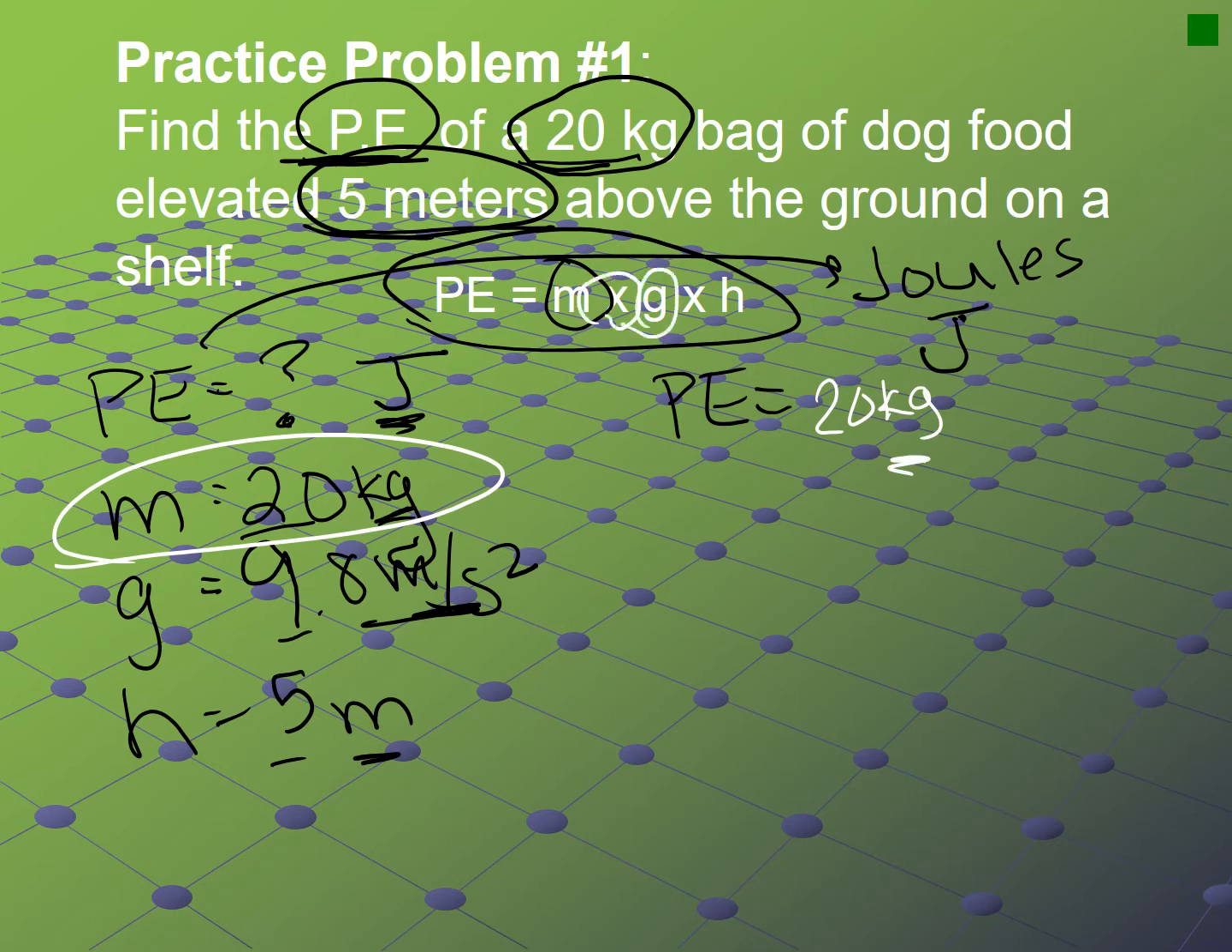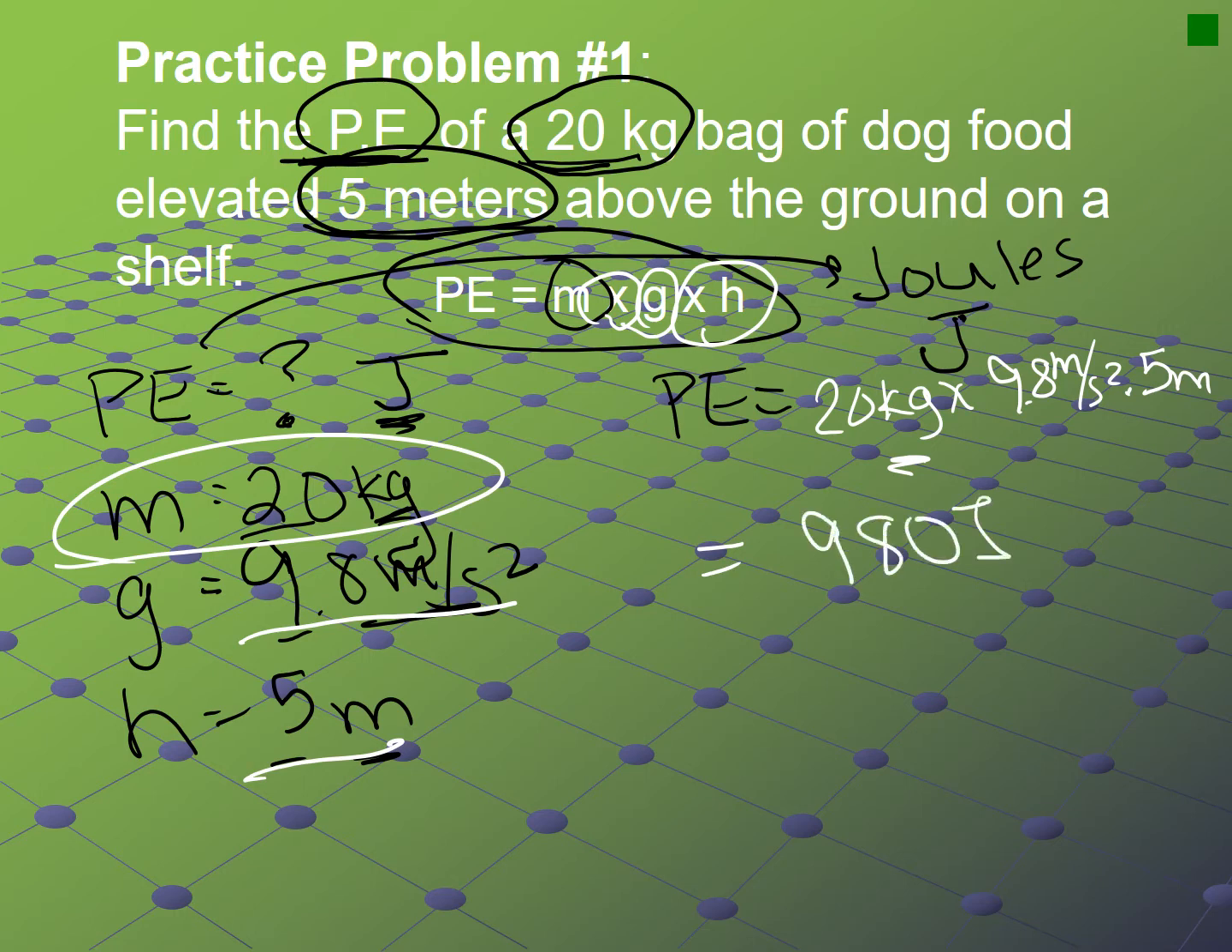Then it says times G, so I'm going to do times my G, which is 9.8 meters per second squared. This is called plugging and chugging. What that means is you just plug in the numbers with the units, and then chug on your calculator, and there you got your answer. Times my H, which is 5 meters. Now all I have to do is get out my calculator. I'm going to take 20 times 9.8 times 5, and kilograms times meters per second squared times meters translates to the unit of joules, and so you get 980 joules as your final answer.